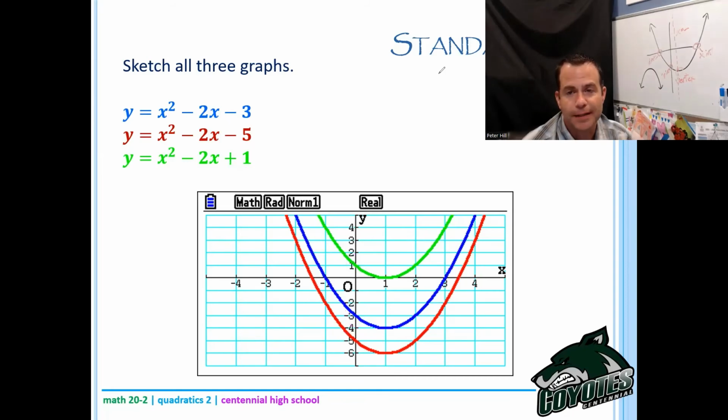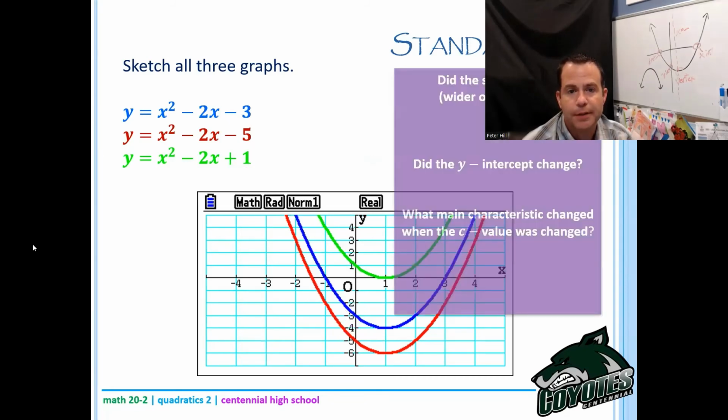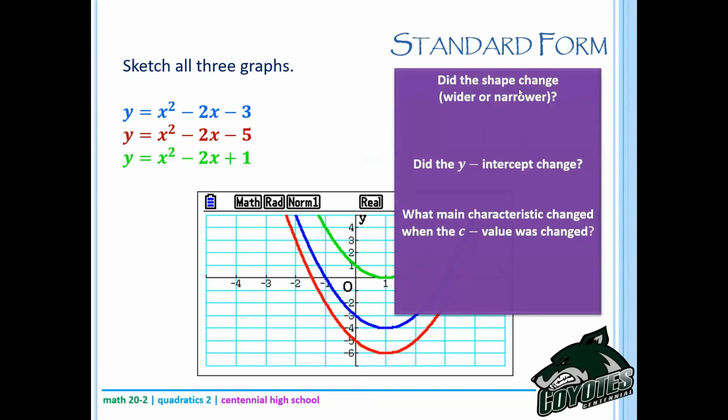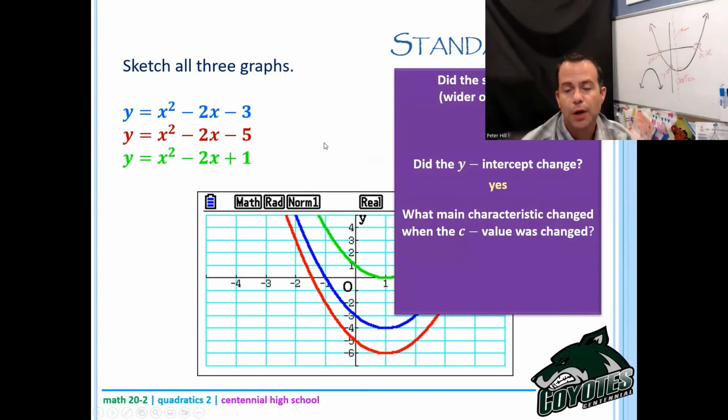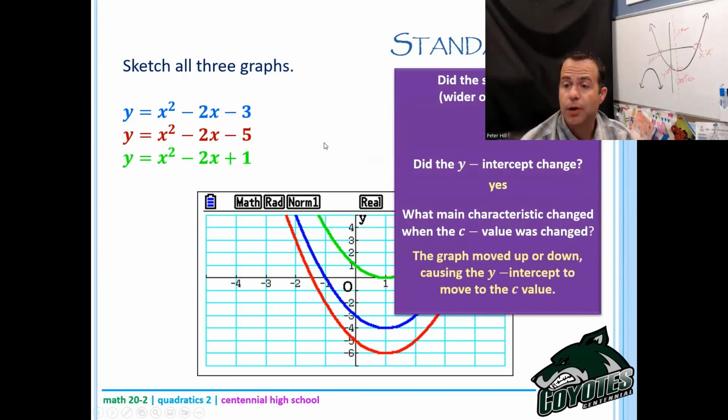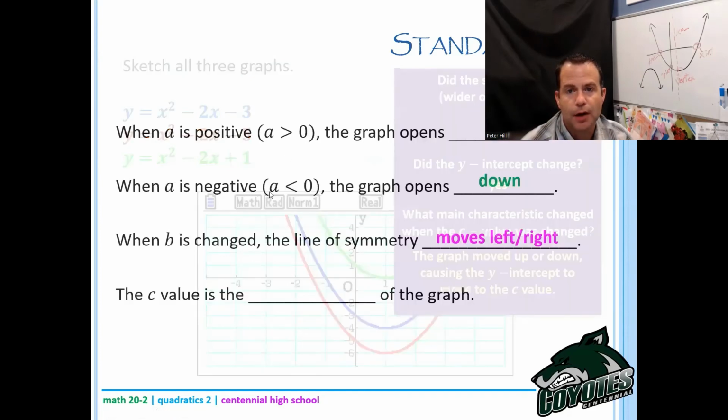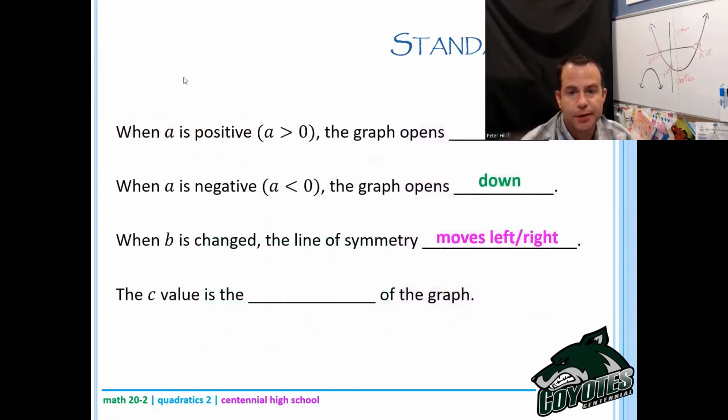Okay, so we're gonna ask the same questions. Okay, I'm just gonna hide myself for a quick sec. Did the shape change wider or narrower? No. Did the y-intercept change? Yes. And then the main characteristic that changed when C changed was the graph moved up or down, causing the y-intercept to move to the C value. Okay, so the y-intercept moved to the C value. All right, awesome. So we'll add that to our little list here. The C value is the y-intercept of the graph.